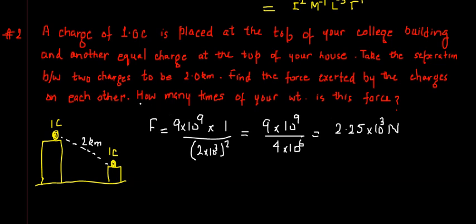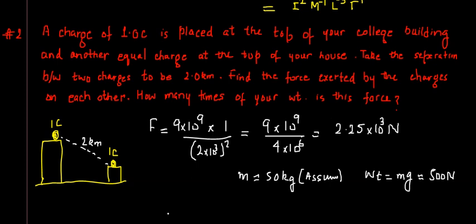There's another part of the question. It says, how many times of your weight is this force? Let us assume that your mass is 50 kilograms. So this is an assumption that we make. So your weight will be equal to m times g. We take g approximately equal to 10, so it's 500 newtons.